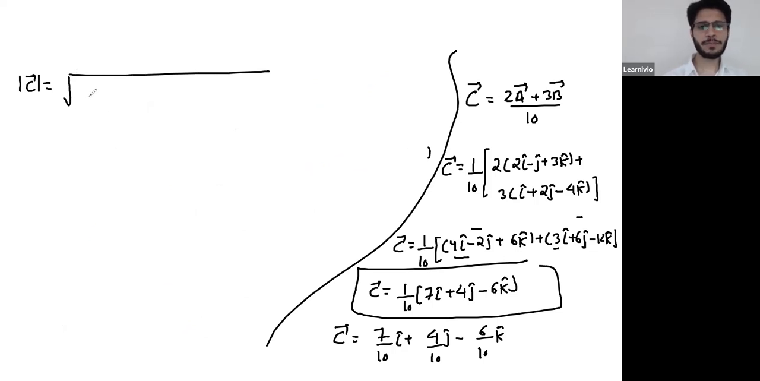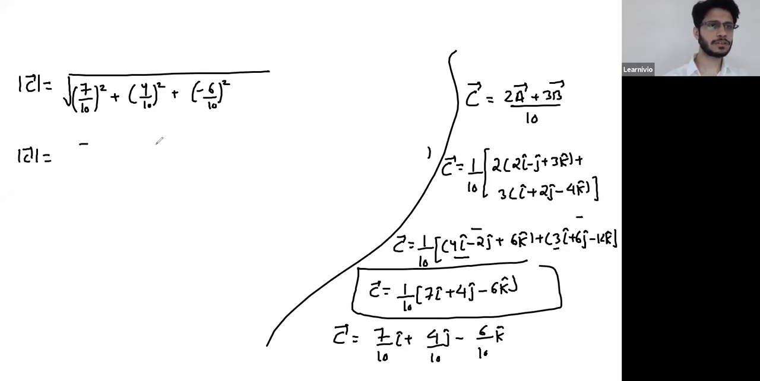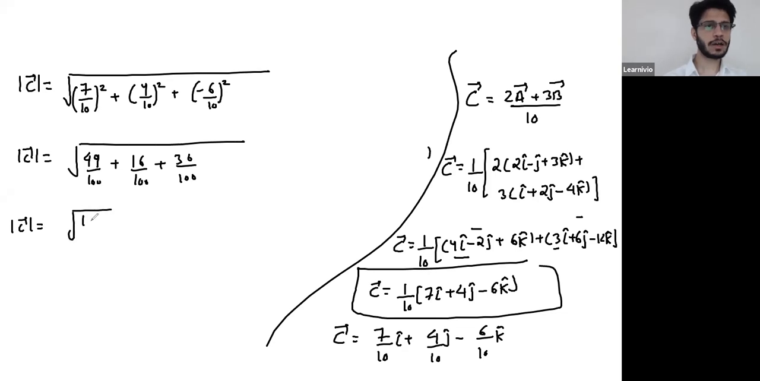To calculate c cap, I need the magnitude of c, which is 7 by 10 square, 4 by 10 square, minus 6 by 10 square. Noor, I think you're making some mistakes in taking the magnitude. It's 49 by 100. Yes, now you are correct. 16 by 100, 36 by 100. So the magnitude of c is root over 101 by 100, or this is root 101 by 10.